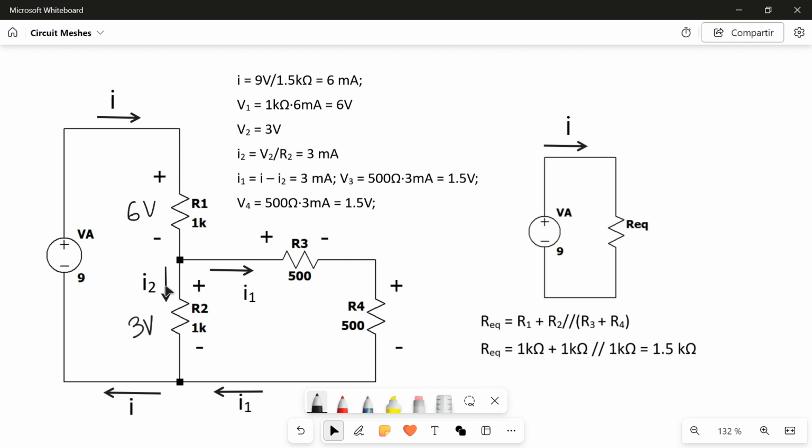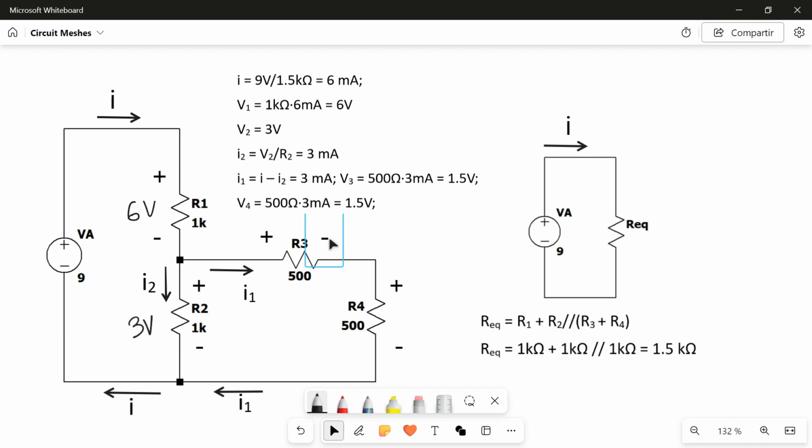V2 is 3 volt. If you know V2, we can calculate I2, because I2 is equal to V2 divided by R2. R2 is 1 kilo ohm, V2 is 3 volt, so I2 is 3 milliampere. And we know that the current I, which is 6 milliampere, divides into I2 and I1. So I1 must be I minus I2, which is also 3 milliampere. The current just splits into two equal parts here due to the values of this resistor network. So I1 is 3 milliampere too.